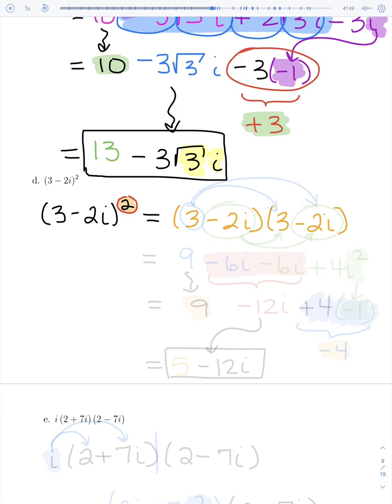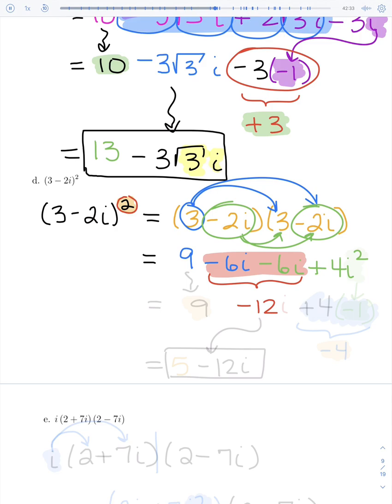Now I need to FOIL like I was doing before, so let's multiply out our 3 first, which will give us 9 minus 6i. That'll at least get me started with my FOILing. My second part of FOILing means I need to multiply out the negative 2, which will get me another negative 6i, and negative 2i times another negative 2i will get me a positive 4i squared. I'm getting there and getting a little bit better at this. Now I can go ahead and combine like terms in the middle. I've got a negative 6i and a negative 6i. When those get added up, that will give me a negative 12i. I can carry down my 9.